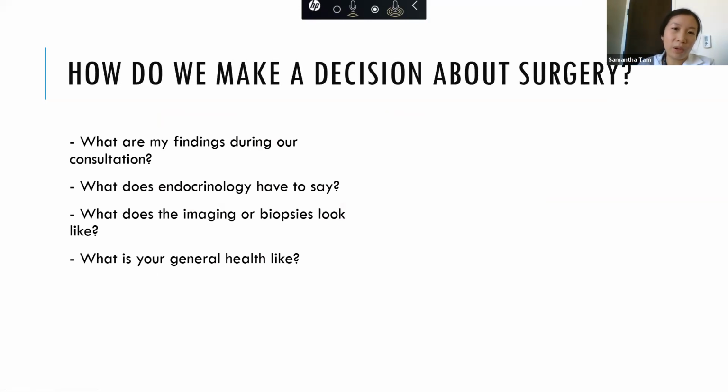So then afterwards, after we've talked about what your symptoms are, and we've examined you, how do we make a decision about surgery? And as a surgeon, we take a whole bunch of things into consideration. What did we find out when we've been talking to you? What have we found out when we've been examining you? For example, what does your vocal cord look like? We rely heavily on our endocrinology colleagues to tell us what their thoughts are in terms of the thyroid. Do we think that there's any kind of suspicion on the other side? Should we take out the full thyroid or half of the thyroid? We take a look at what imaging and biopsies look like, your ultrasounds. You may have a CT scan before to get a complete understanding of your entire history.